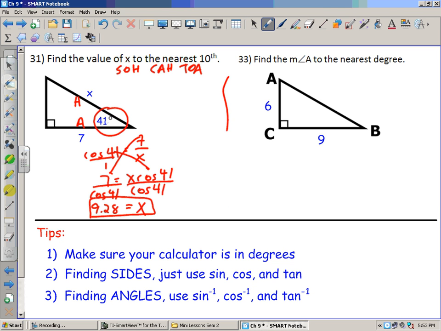Now I'm going to look at number 33. Now I'm not looking for the side, I'm looking for the angle. So I'm looking for angle A to the nearest degree. And I didn't read this, it said to the nearest tenth, so this would be 9.3 for number 31 there. But find angle A to the nearest degree. I'm going to use angle A, and that's my opposite, that's my adjacent. So like we said, I'm going to use tan of angle A equals opposite 9 over adjacent 6. So angle A equals the tan inverse of 9 over 6.